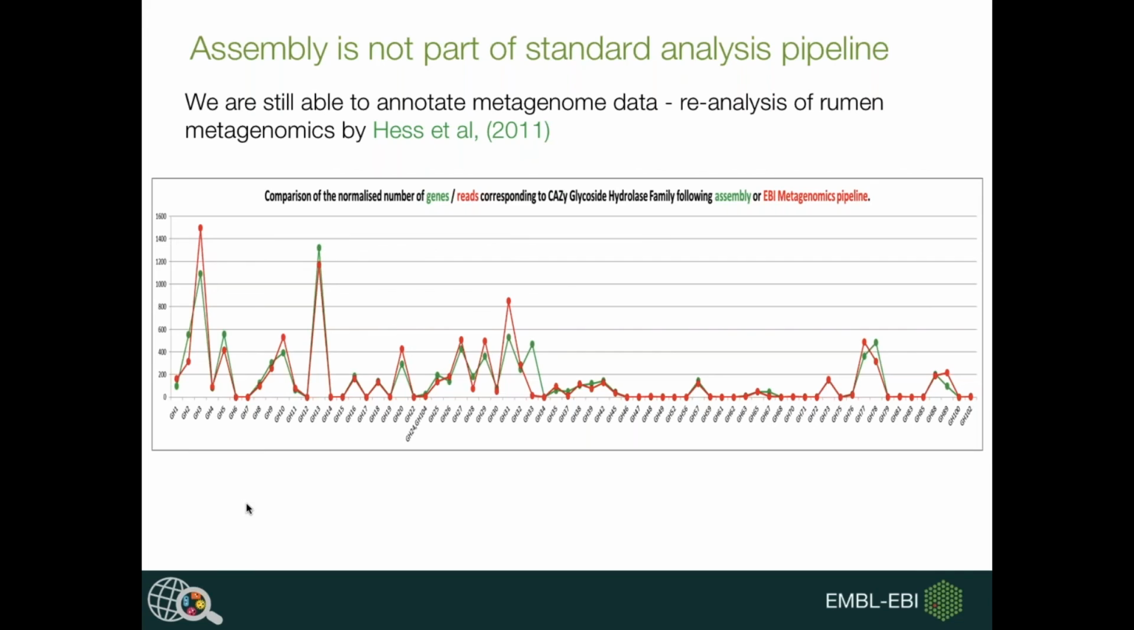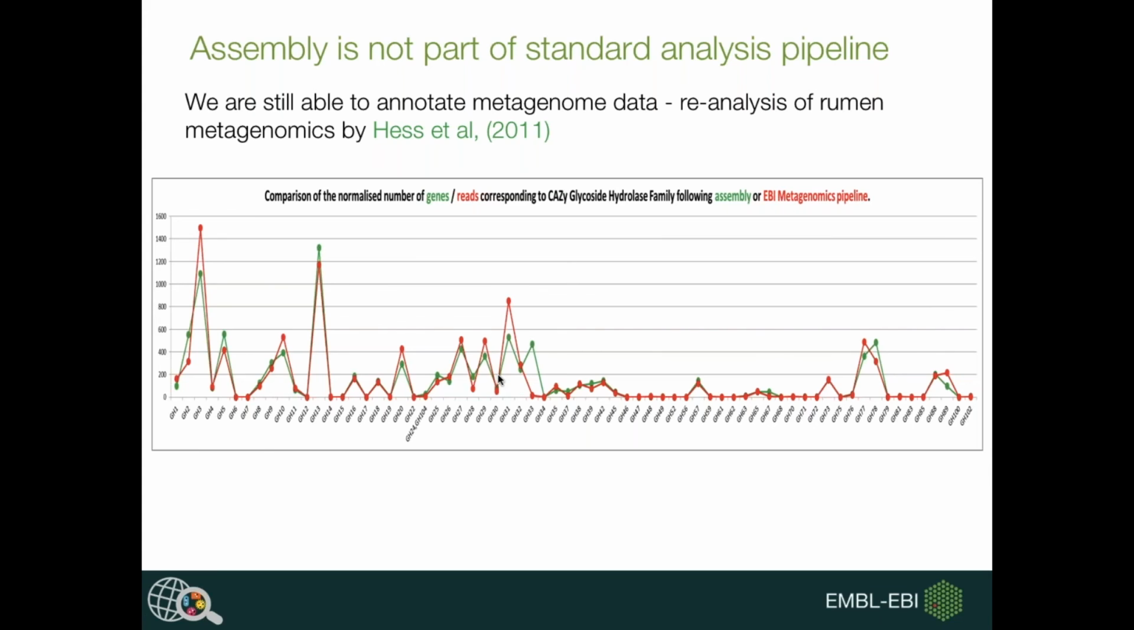So this is a graph which shows a reanalysis of some data produced by Hess in 2011, and he'd taken some metagenomic sample from cow rumen. He'd been looking for things which were involved in carbohydrate metabolism. He'd annotated them using PFAM, and he'd done assembly. We performed a similar analysis using just the raw reads, and you can see we get fairly decent tracking between the two. So his results are in green, ours are in red. We think we're doing okay.